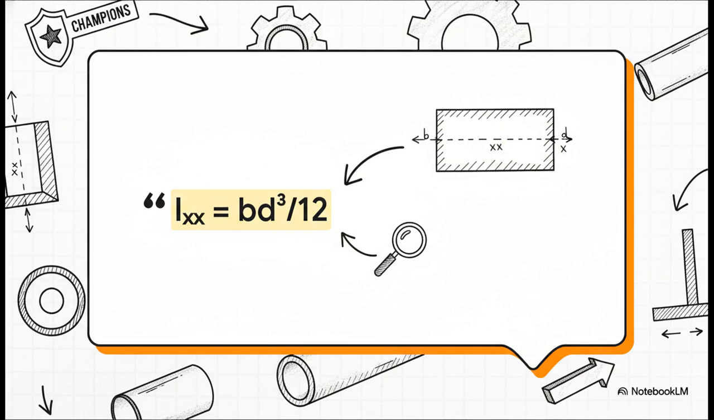Champions, you need to mark this formula. Ixx equals b times d cubed all divided by 12. And listen up, that 1/12 is a standard formula value. It's a fixed universal constant derived for all rectangular sections about their horizontal centroidal axis. You can count on it in every single problem.